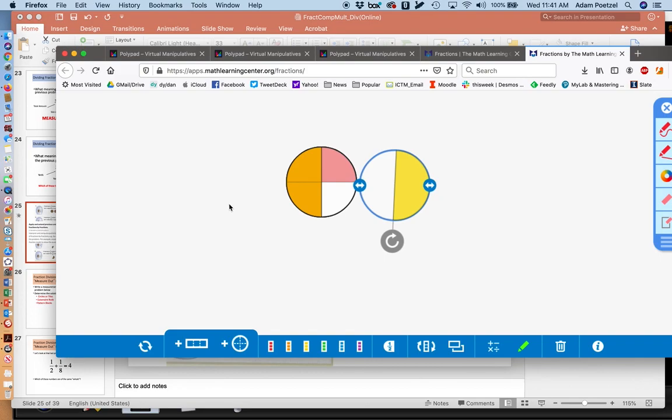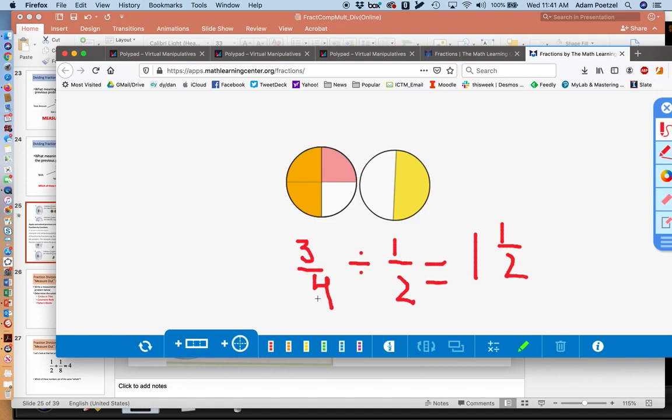So we started with 3/4, and we were wondering how many serving sizes we could make if those serving sizes were 1/2. How many 1/2s could we make? And we saw that up top we can make one full serving and 1/2 of a second serving. So that should be the correct answer, which it is.